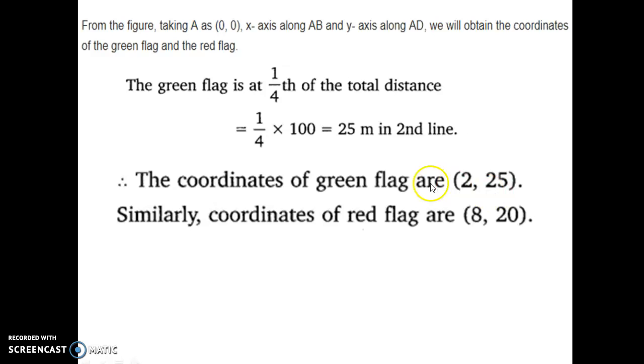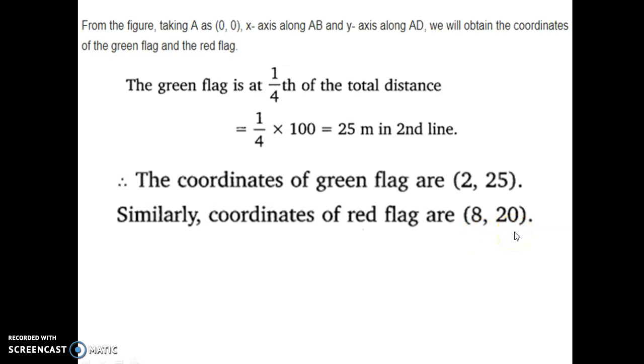Understood? Because that girl, Niharika, was running in the second line, that is from the origin (0, 0), she is 2 meters away. That's why you got 2 here. Then she covered AD, that distance is there, no? That is 1/4 of the total distance. That's why we got 25. That 25 is the y coordinate. Similarly, for red flag, it is (8, 20).